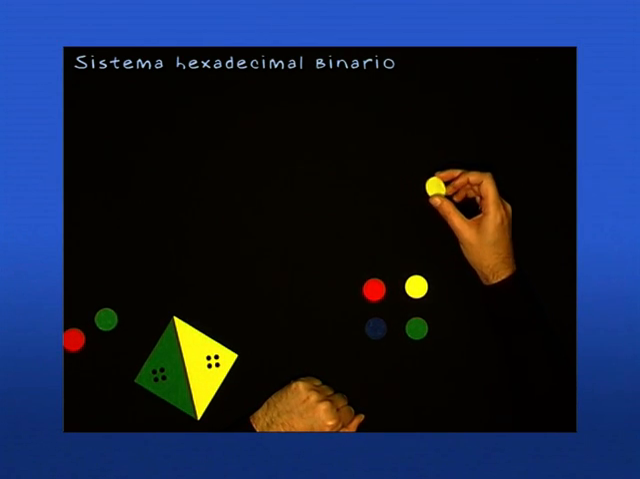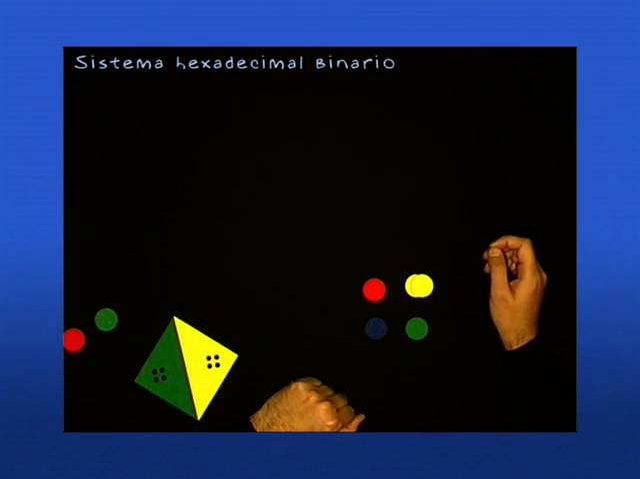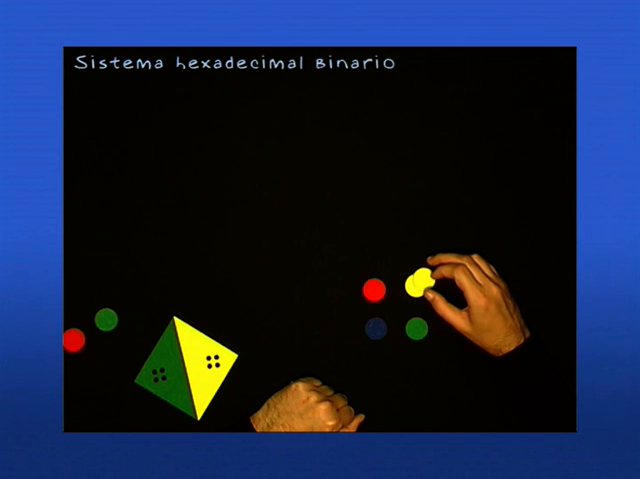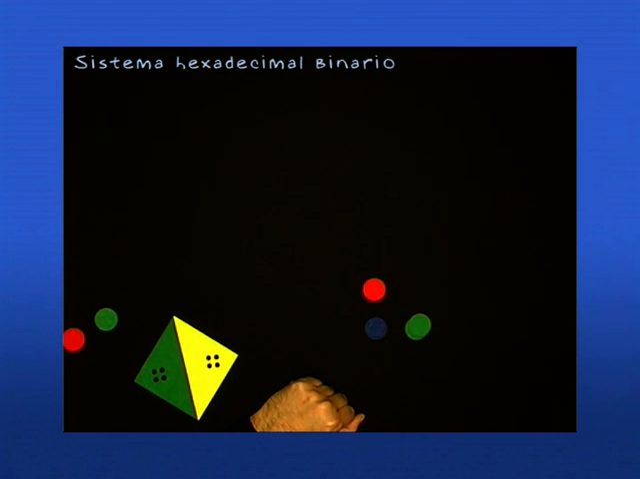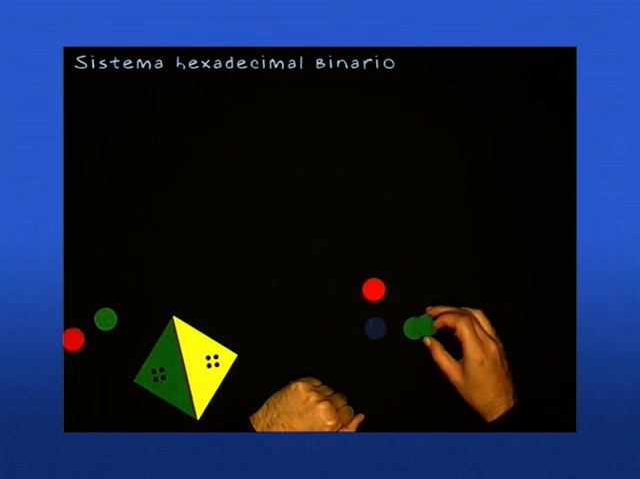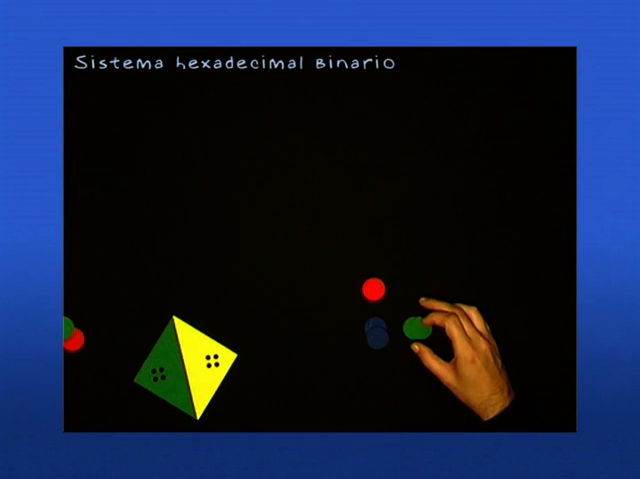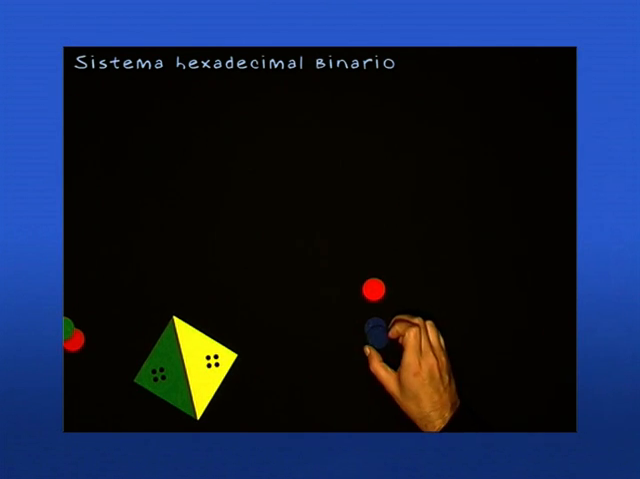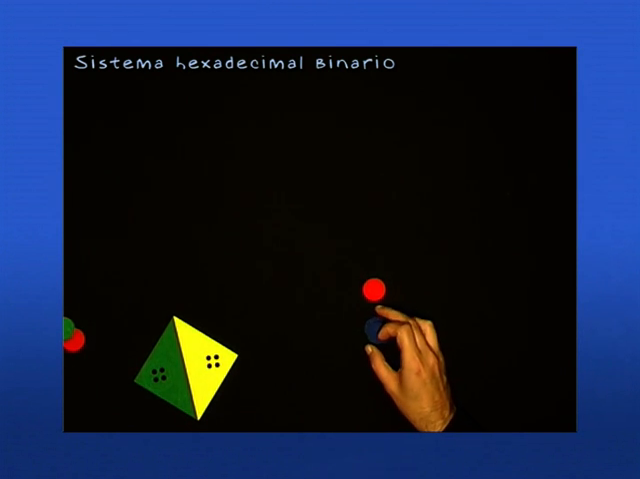Like the child has already understood, two yellow pieces which are in the same position cannot be together. So she must buy a green one. And as soon as two green pieces are in the same position, she must buy a blue one. As soon as there are two blue ones in the same position, a red one must be bought.